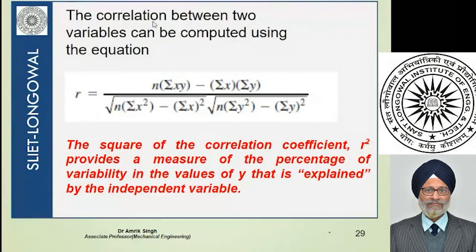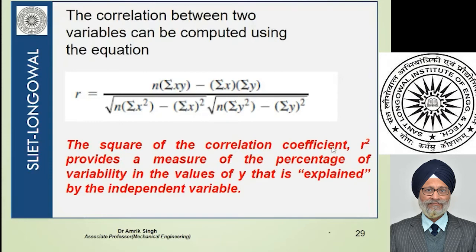So the correlation between the two variables x and y can be found out using this relation, where n is the number of periods. So sigma xy minus sigma x into sigma y, under the root of n into sigma x square minus sigma x whole square, and n into sigma y square minus sigma y whole square.